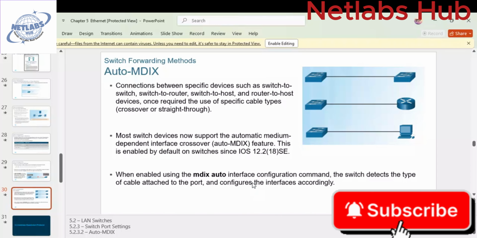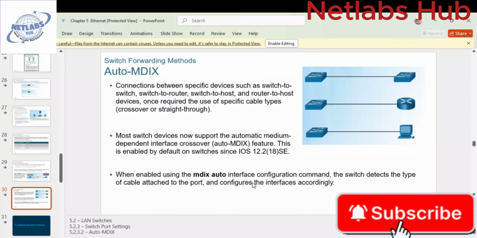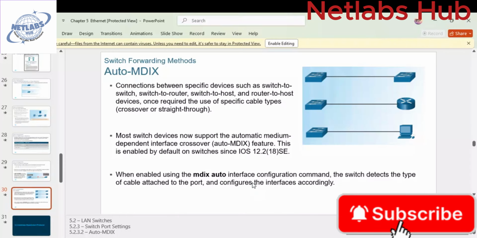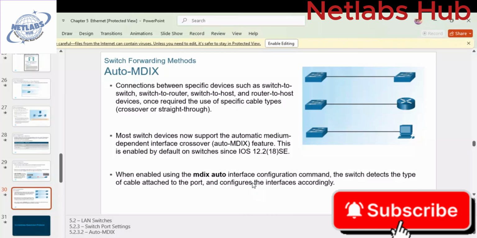We've got auto MDIX. This is a technique in the new version of switches whereby it determines the correct link or the correct cable that is suitable between the nodes. For example, different devices are connected using copper straight through. When I say different devices, I mean it can be a switch to a router to a computer, that is a host to a switch. But when it is similar devices like a switch to switch or router to router, we use crossover.